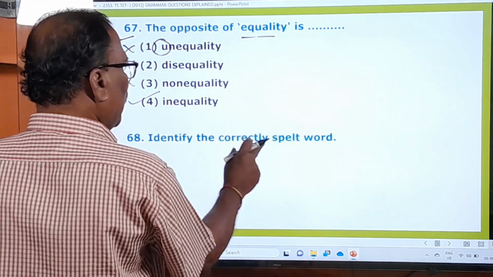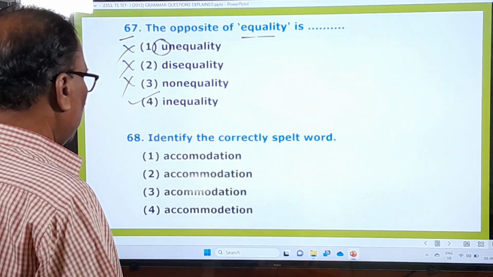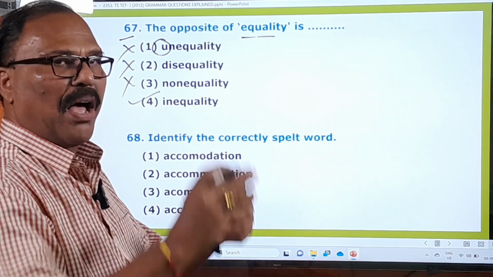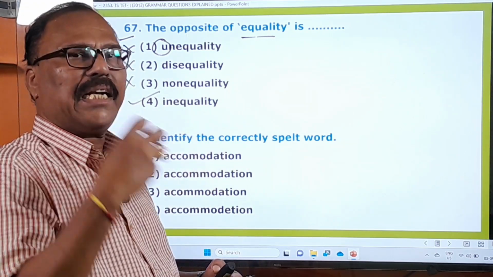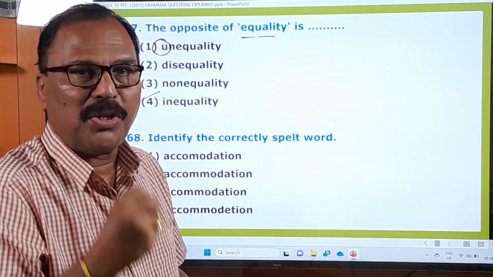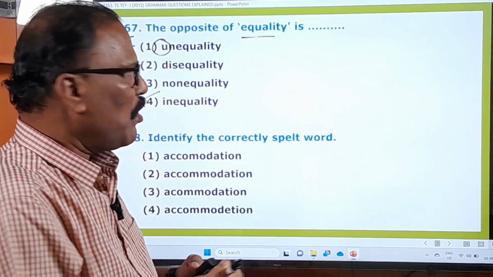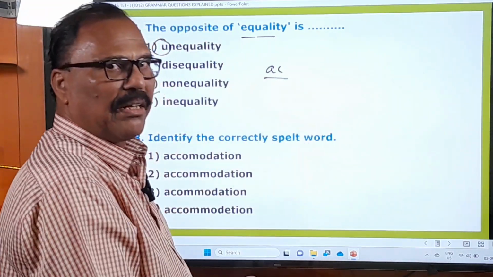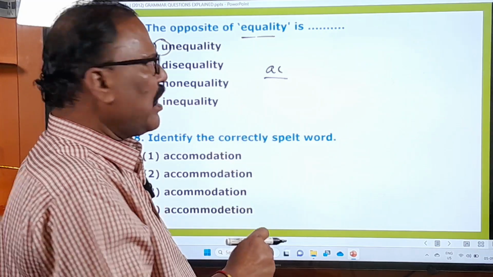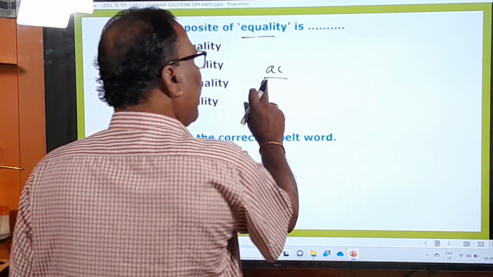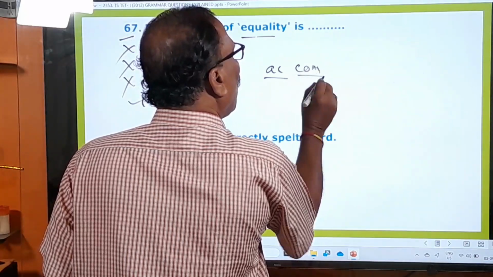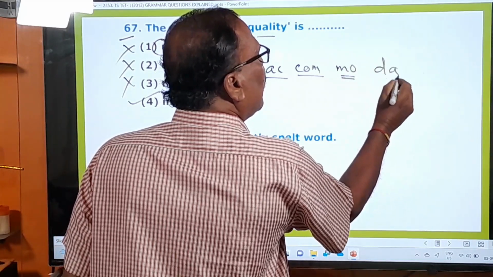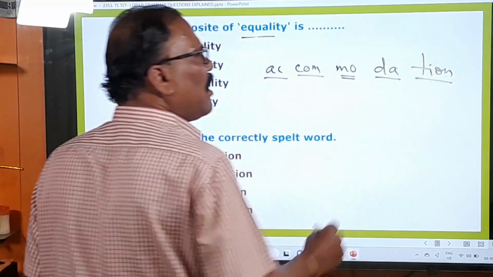Identify the correctly spelled word. What is the word given here? Let us see that. Accommodation is given here. Before you see the correct spelling of the word, whenever you have to give the correct spelling of a word, you have to cut the word into syllables. Accommodation: this is always ak, as in academy, aquarium, acknowledgement. Then com, mo, da, and shun, which is always tion.